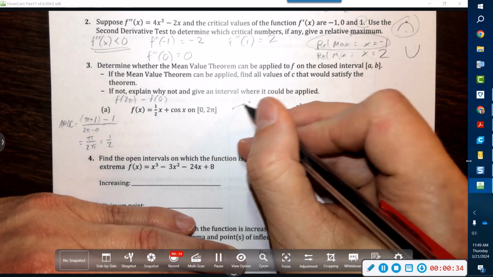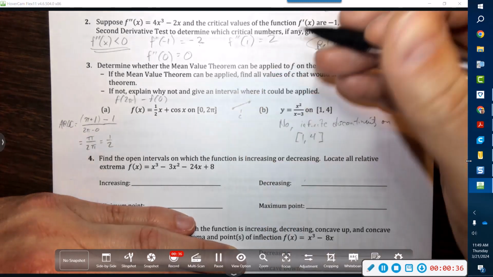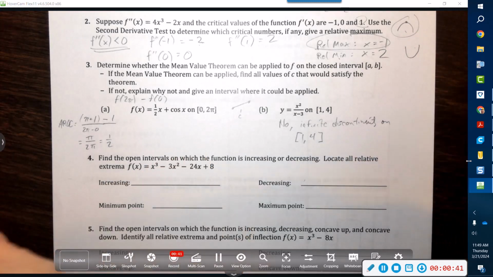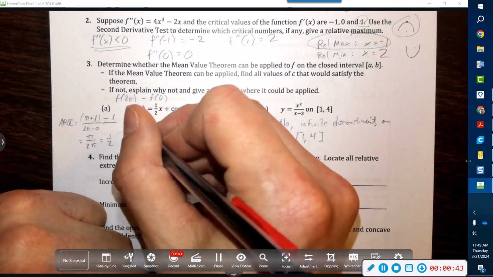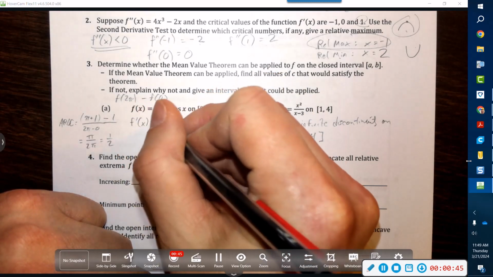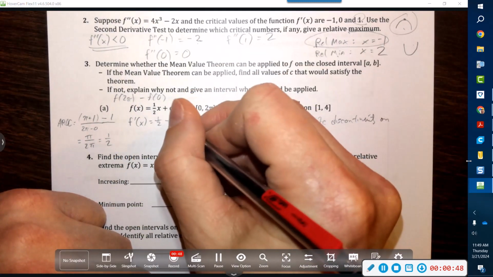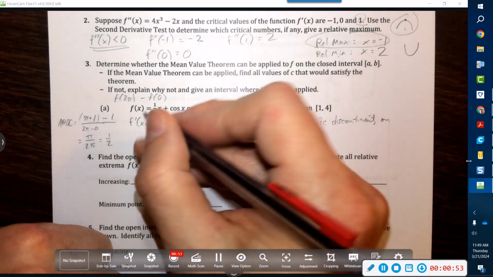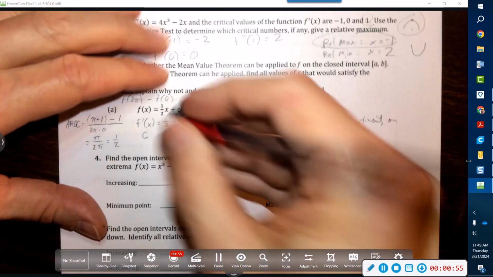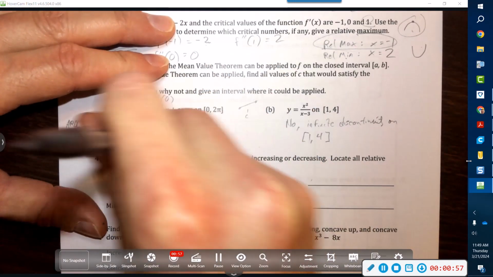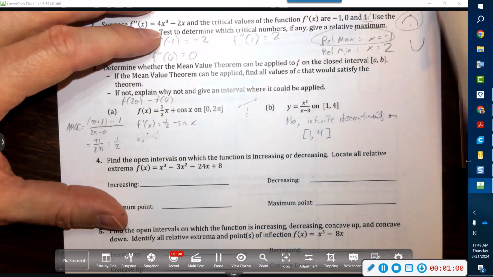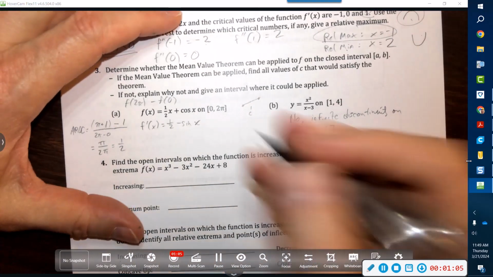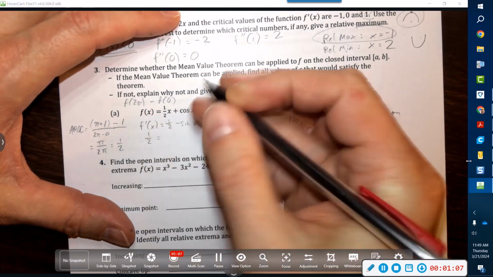Now somewhere along here, there has got to be a tangent line that actually has the same slope as 1/2. So what I've got to do is figure out what the derivative is. 1/2 minus sine of x. And what I've got to do is figure out what value of c is going to give me 1/2.